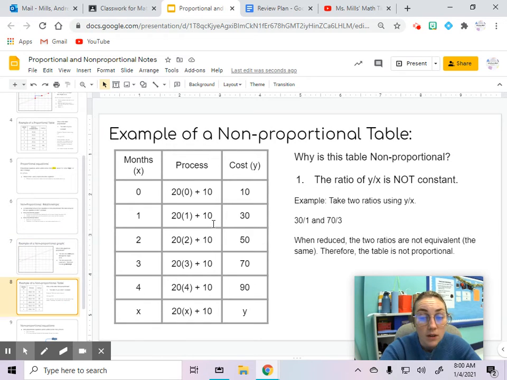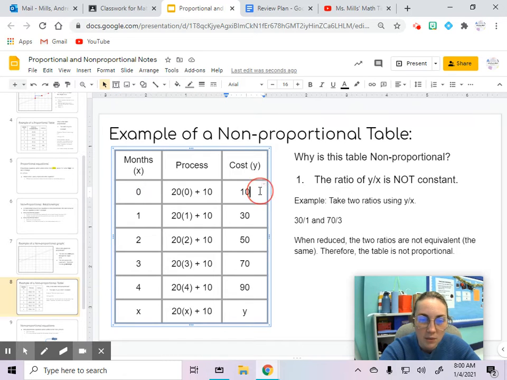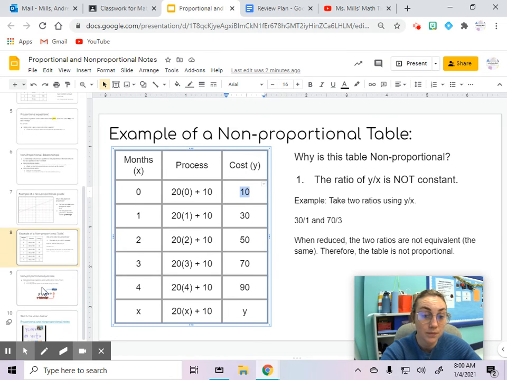Same thing here. First thing you have to look at is, is this a non-proportional table? Well, when x is 0, y is 10. That means the line crossed the y-axis at 10, not 0. That means it's not a proportional relationship. It's not a proportional table. But you can use the same thing as you did for the proportional table here and pick two ratios. Again, never pick a ratio with 0 in it. Pick two ratios, reduce them, and figure out if they're the same number. If they're not the same number, it is not proportional.